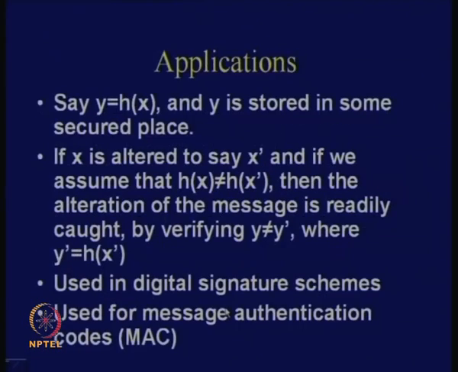As I told you, the applications are like this. Suppose you want to ensure the integrity of the data x. Then you compute y, which is equal to h(x), and remember that y has to be stored in some secured place. How do you check? If x is altered to say x dash, and if we assume that h(x) and h(x dash) are not the same, then the alteration of the message is readily caught by verifying whether y and y dash are the same or not, where y dash is equal to h(x dash). So these things are useful in digital signature schemes, message authentication codes and things like that.